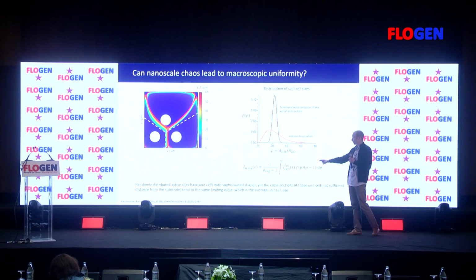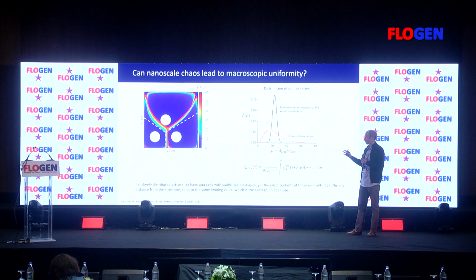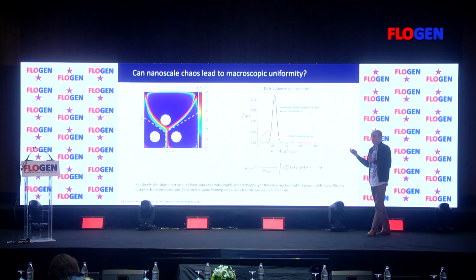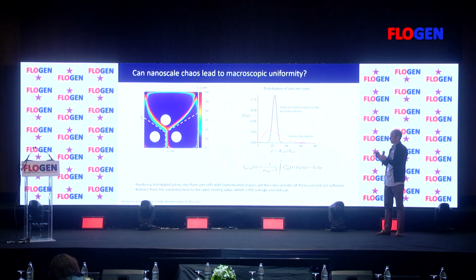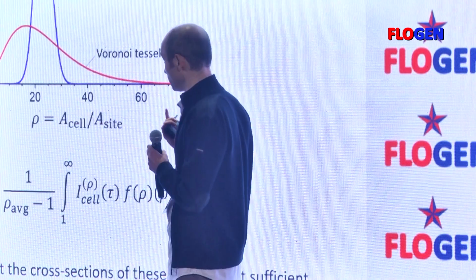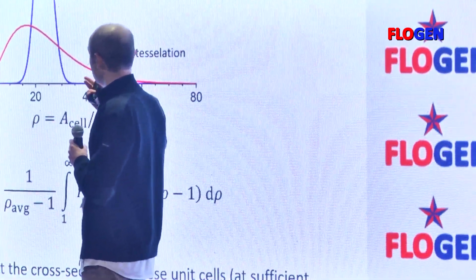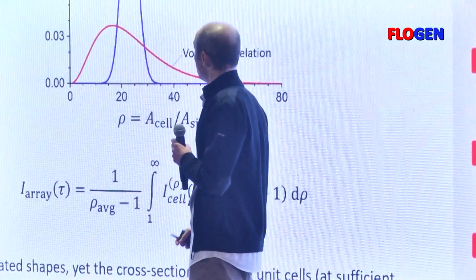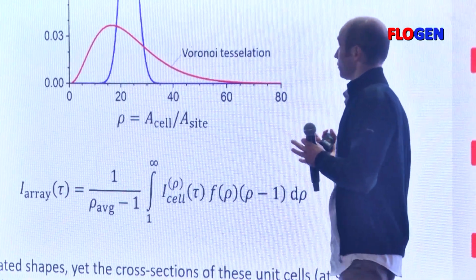So what we conclude here is that even if the active sites distribute randomly and the unit cells have sophisticated shapes, the cross sections tend to be more or less the same, and the value to which they tend is basically represented by the average value found in the array for each active site.